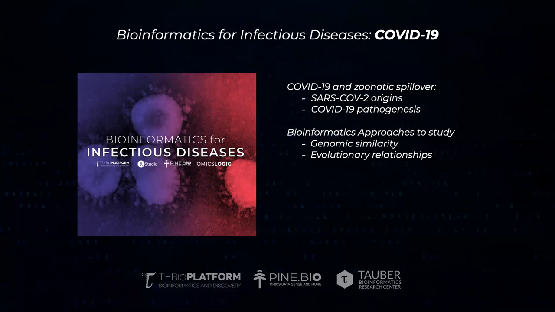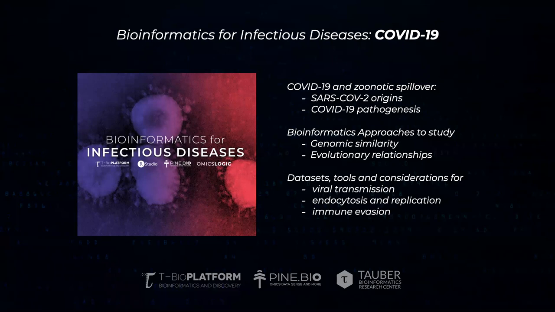And then finally, we will discuss some of the data sets, tools, and specific considerations that link the biology of viral origin and transmission, as well as replication, including cell entry, endocytosis, and evasion of the immune system, that are significant factors for vaccine design and antiviral drug development and repurposing.